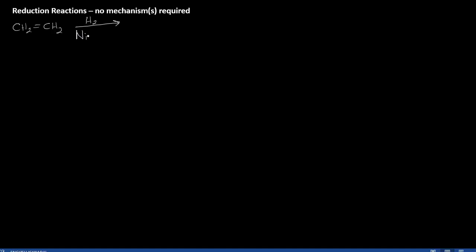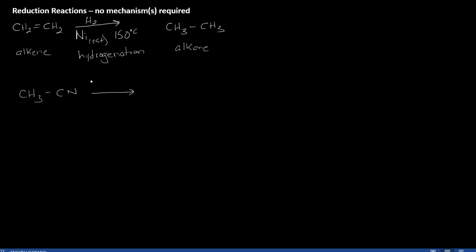So the very first reduction reaction that we worked with was essentially an alkene plus hydrogen, and it was done with the aid of a nickel catalyst at 150 degrees Celsius. This produced the corresponding alkane. This process is known as hydrogenation. Okay, you need to know the catalyst is nickel, and you need to know the conditions, the temperature.